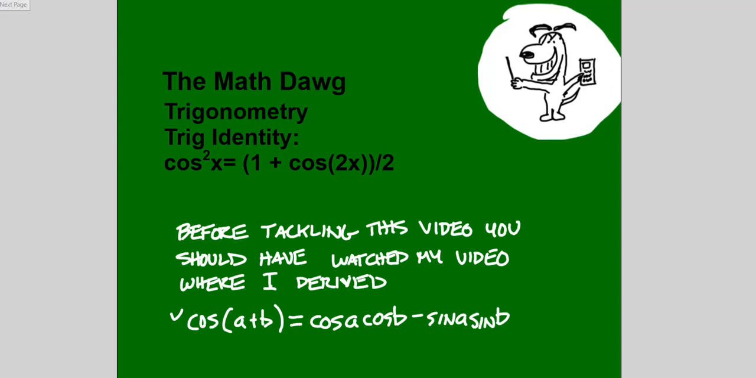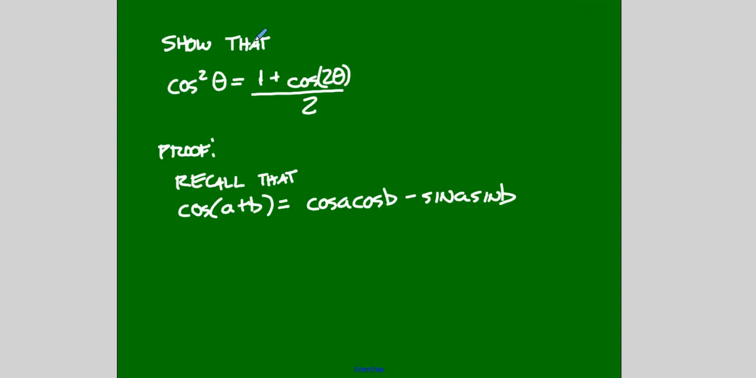So let's get started. We're trying to show that cosine squared theta is, I'm going to put that in parentheses there, quantity 1 plus cosine 2 theta over 2. Recall the property I just showed on the previous page. We're going to use this: cosine of the sum of angle a plus angle b equals cosine of angle a times cosine angle b minus sine angle a sine angle b.